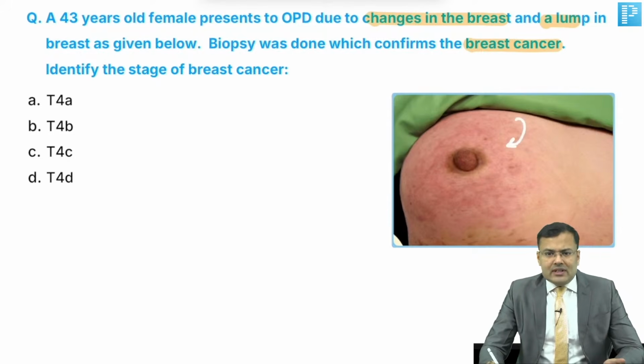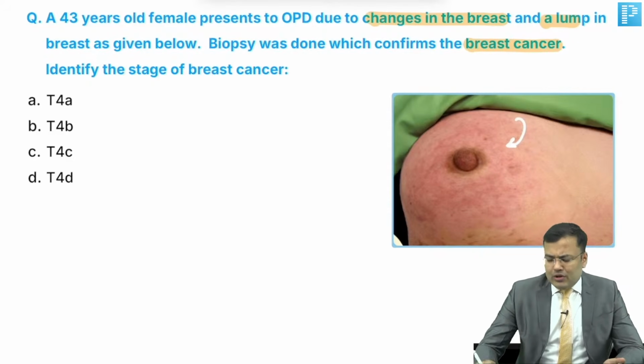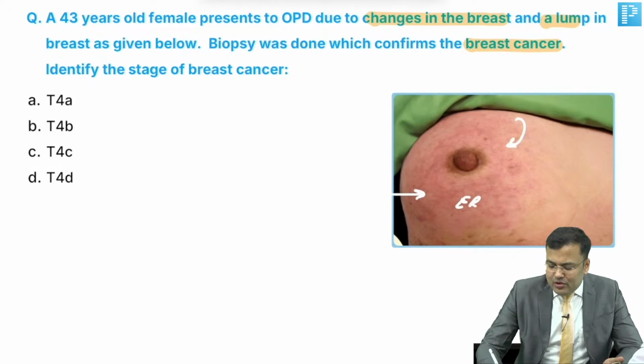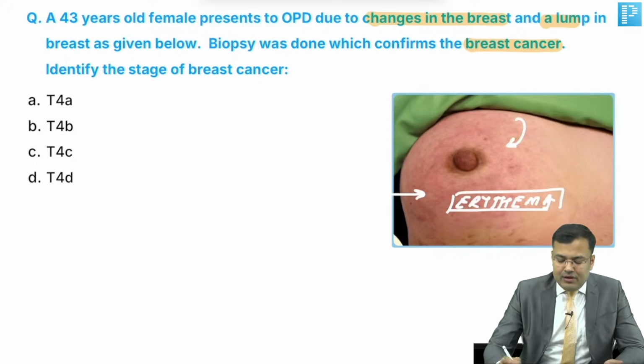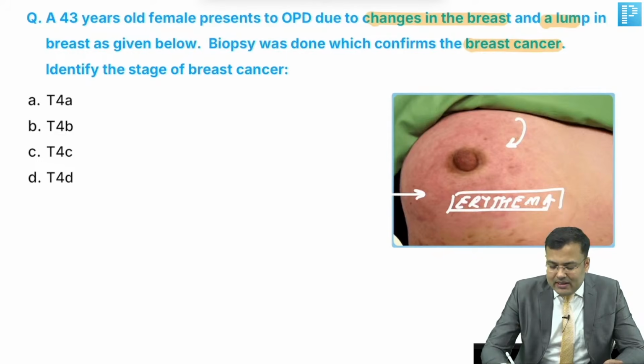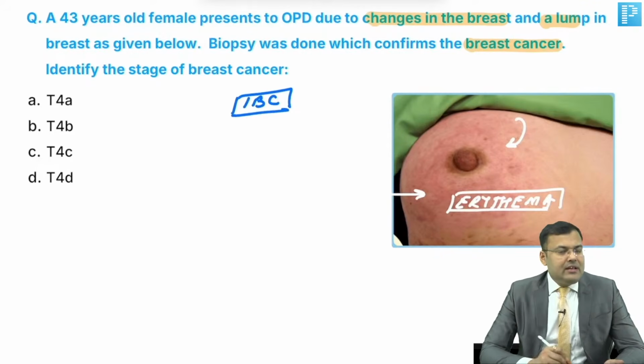In this case, you can notice that there is peau d'orange. Apart from peau d'orange, you are going to notice what? There is erythema. Erythema, right? It is T4D, because here you can see the skin involvement, more than 33% of breast skin is involved. So this is T4D. Why? Because what is this malignancy, guys? This is inflammatory breast cancer. The malignancy is inflammatory breast cancer.